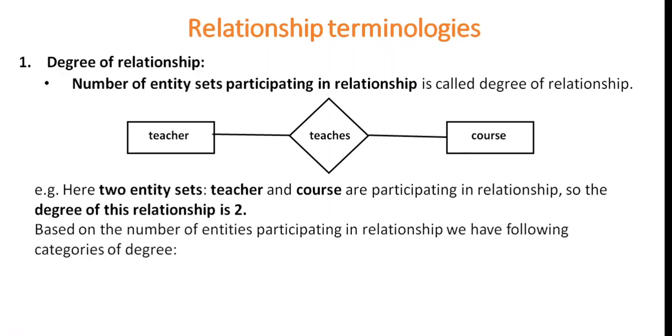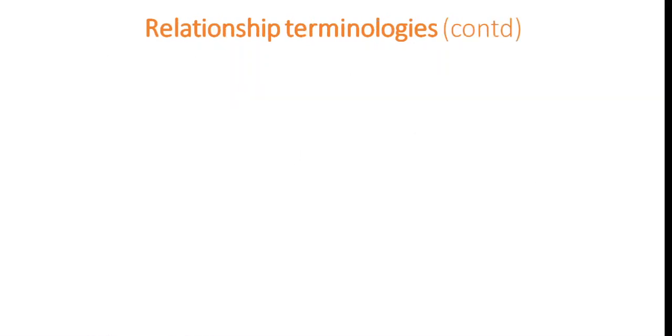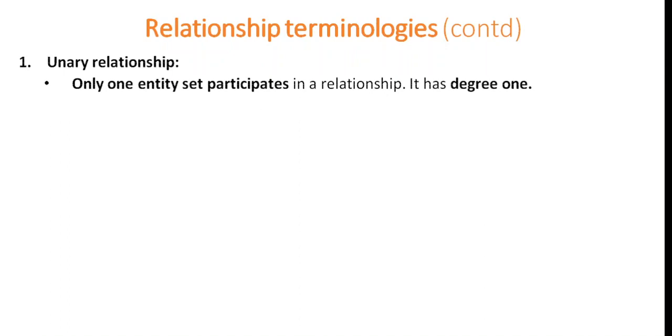Based on the number of entities participating in a relationship, we have different categories of degree: unary relationship, binary relationship, ternary relationship, and n-ary relationship. In each of these relationships, the number of participating entities is different. On the basis of the number of participating entities, these categories are decided. One by one we'll see each category in detail.